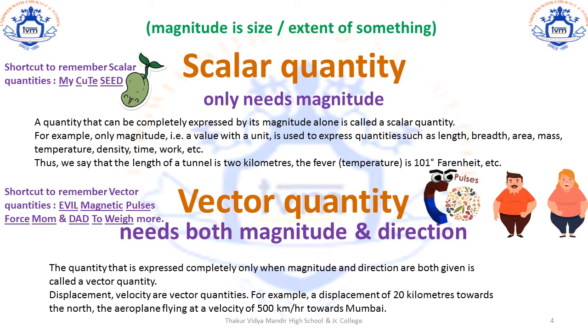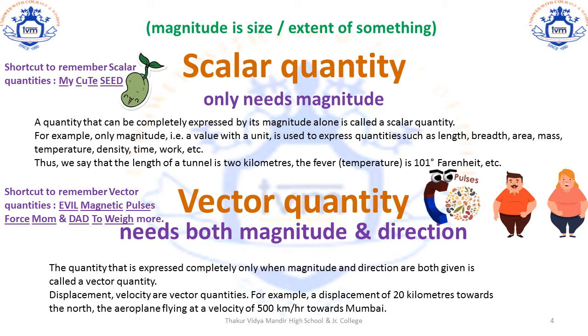The two types of physical quantities that we will learn in this chapter are scalar quantity and vector quantity. Scalar is a simple quantity, very seedha sada, so it just requires magnitude. Magnitude is basically the size or extent of something. So that is called a scalar quantity.